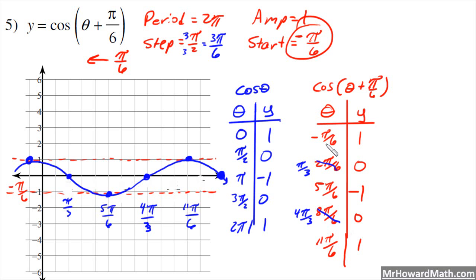One more note on this. If you notice, we went from negative pi over 6 to 11 pi over 6. So total, we traveled 12 pi over 6. And that equals, if you reduce it, 2 pi. And that's what we want. We want to graph one full period.